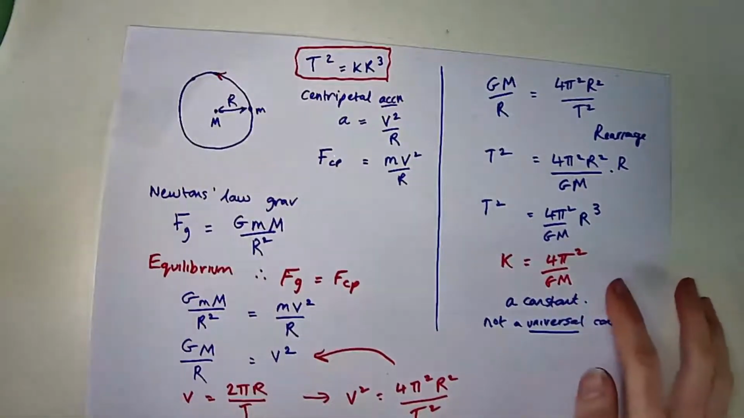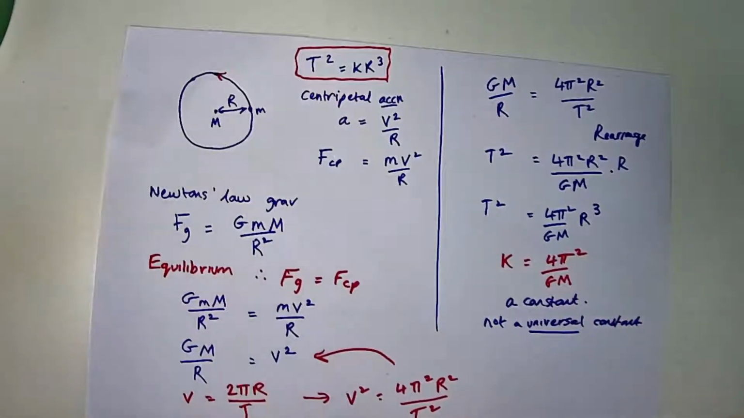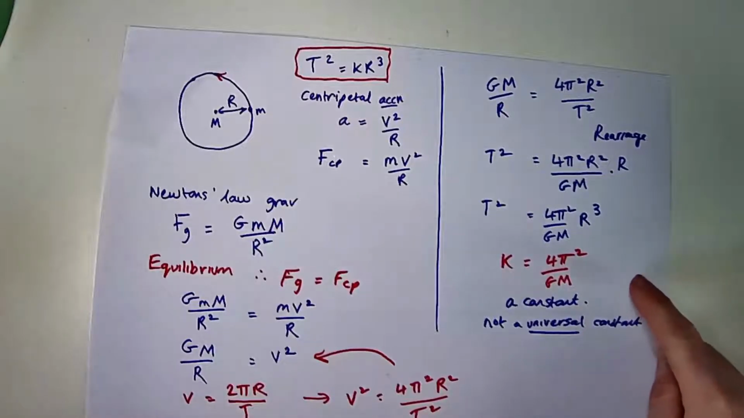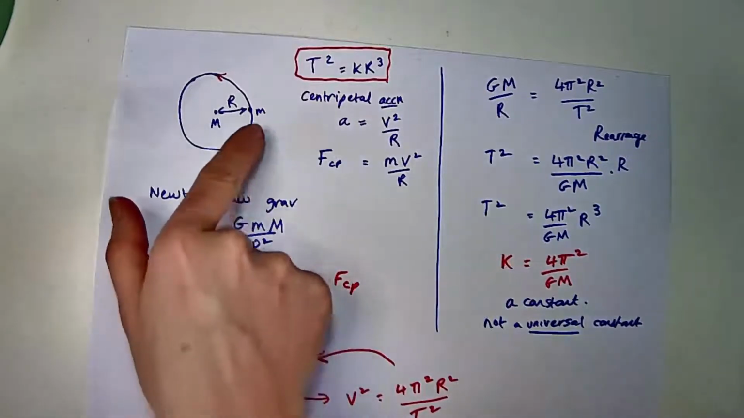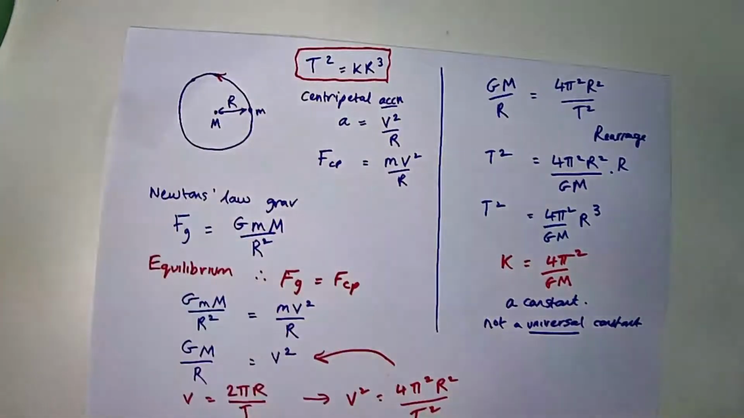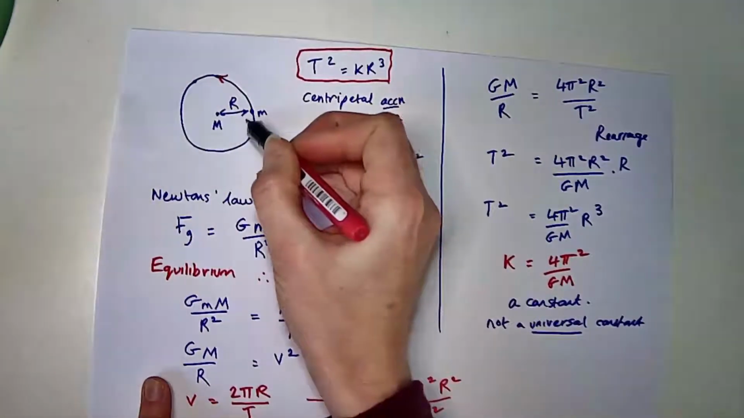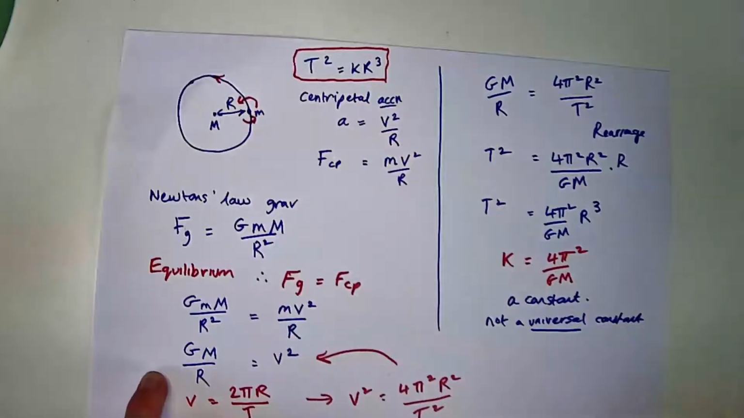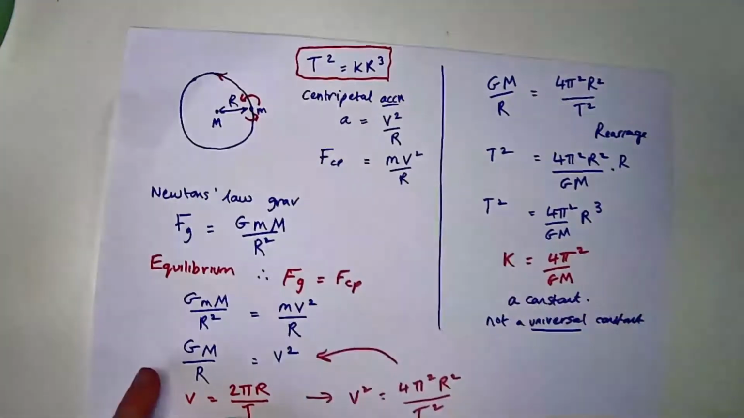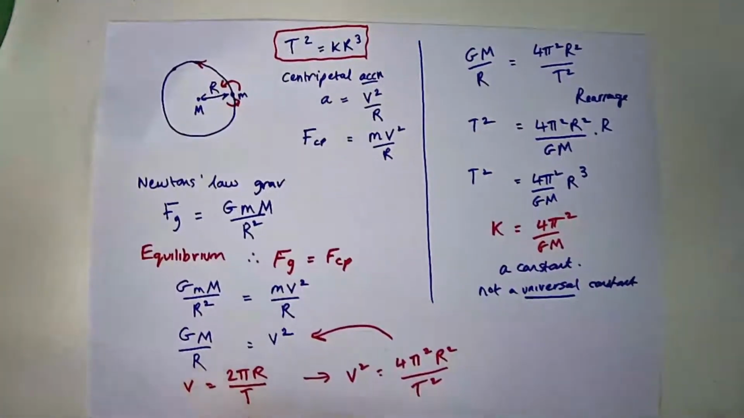So k is a constant, but it's not a universal constant. So it is made out of values that don't change, but this is k for Earth's or the planet's orbit around the star of mass M. So it's for this situation. If at some point we had to look at a different orbit, say a satellite around this planet, k would be different for this situation. It would also be constant, but it's a different constant.